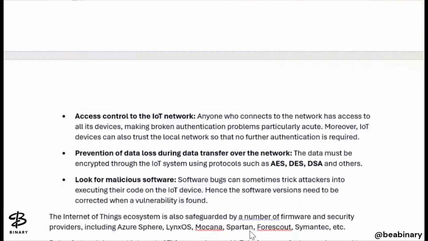Then prevention of data loss during the data transfer over the network. Now, data loss doesn't happen, right? But when big data is collected, data ambiguity becomes possible. So data must be encrypted through the IoT systems using protocols such as AES, DES or DSA. Have you read about these protocols before?